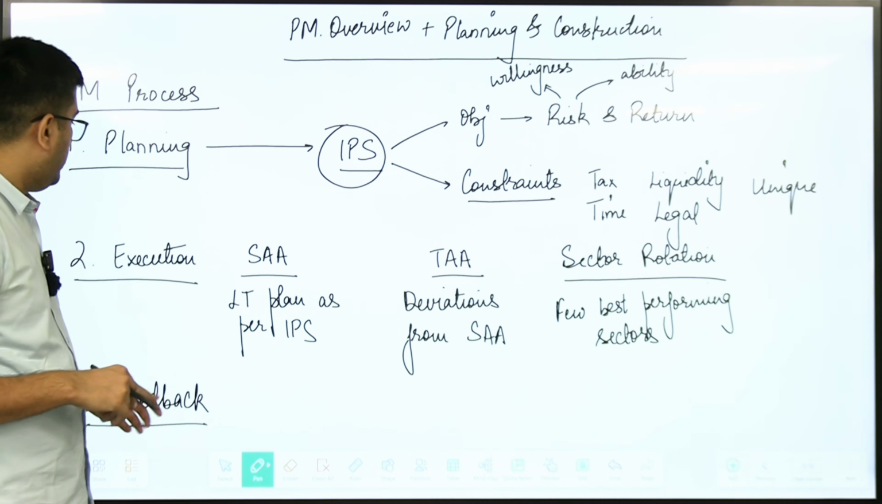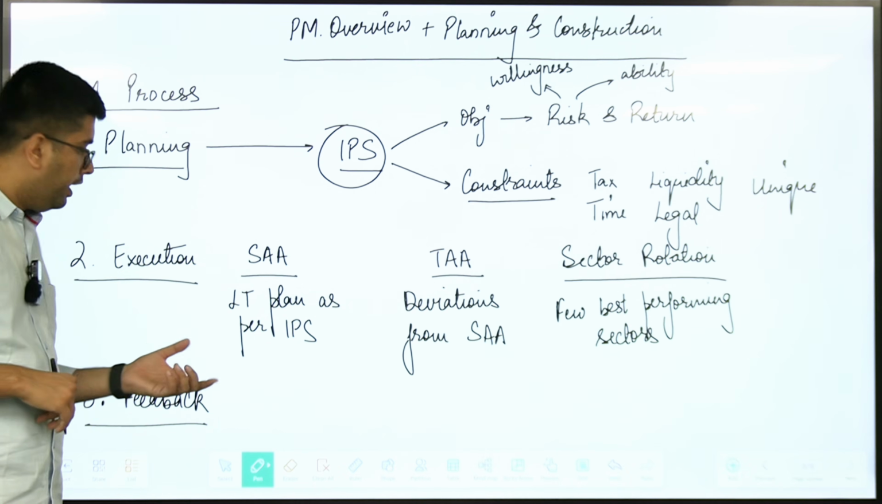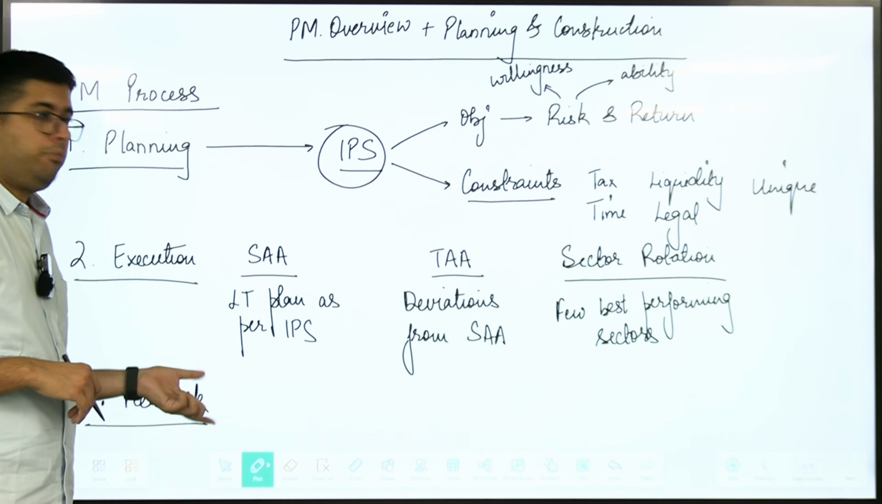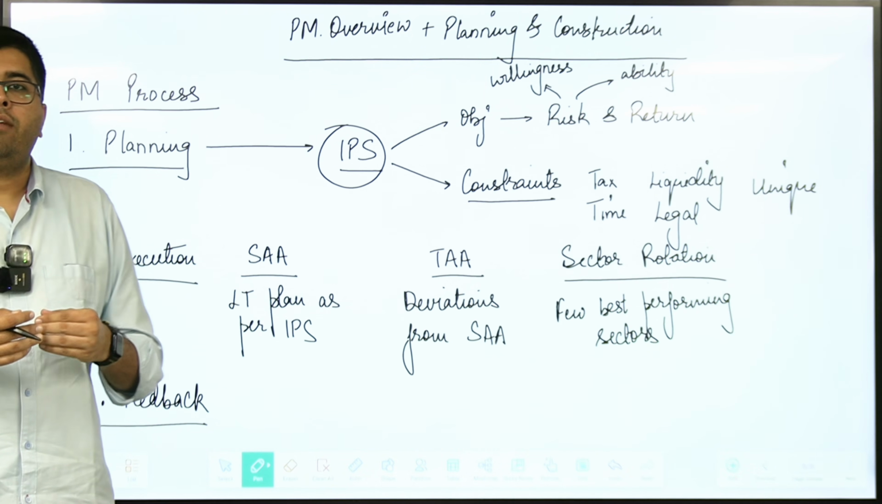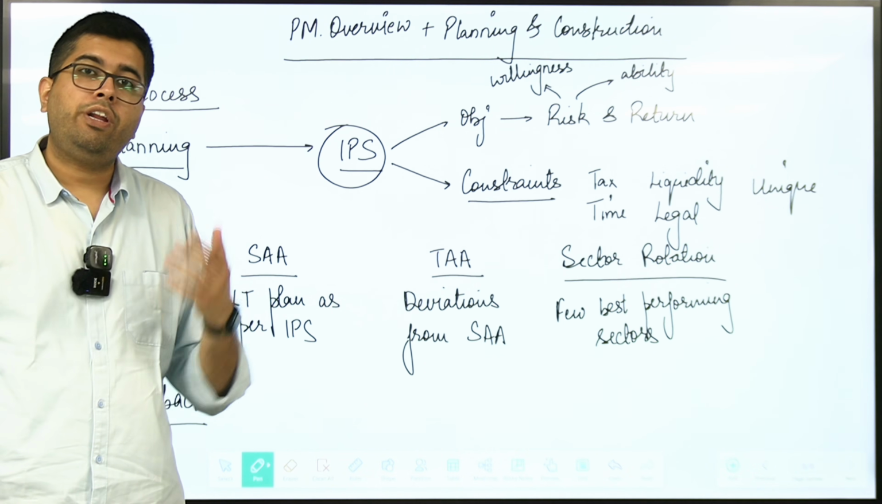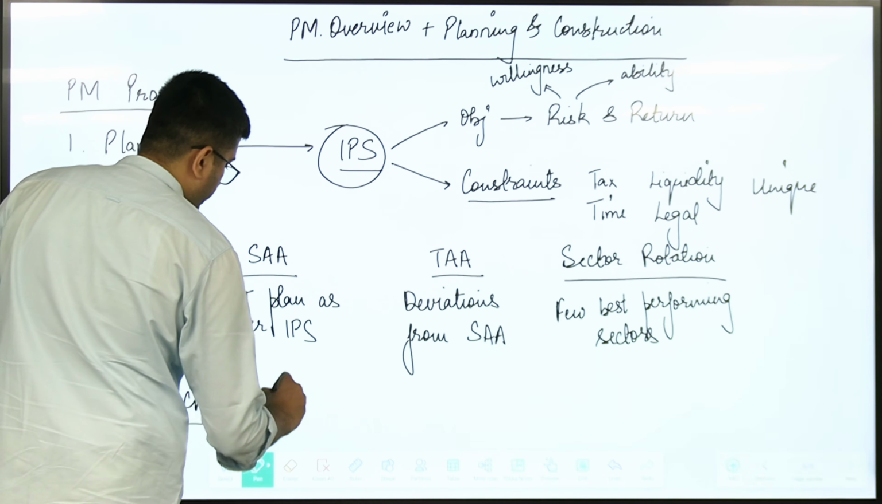This is basically where all the portfolio actions related to rebalancing or reconstitution will take place, in the feedback step. Because once I construct the portfolio, I will then make some changes over time as per the market conditions. So rebalancing, reconstitution, all of them are part of the feedback stage.